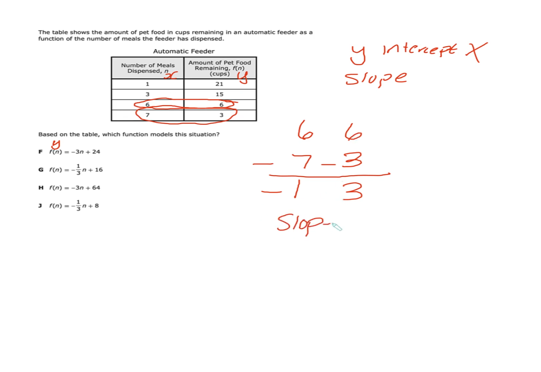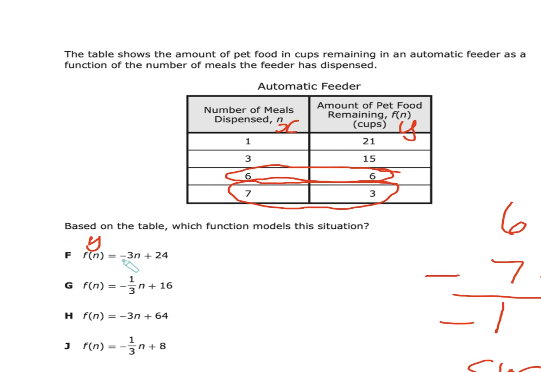So my slope is going to be 3 over negative 1, because remember, slope is the y over the x. A positive divided by a negative is a negative, and 3 divided by 1 is 3. So my slope is negative 3, and my slope is the one that's attached to the variable. So I'm looking for a negative 3n. So where is negative 3n? It's here. No. Oh, it's here as well. And no. So I have two equations that have the slope.